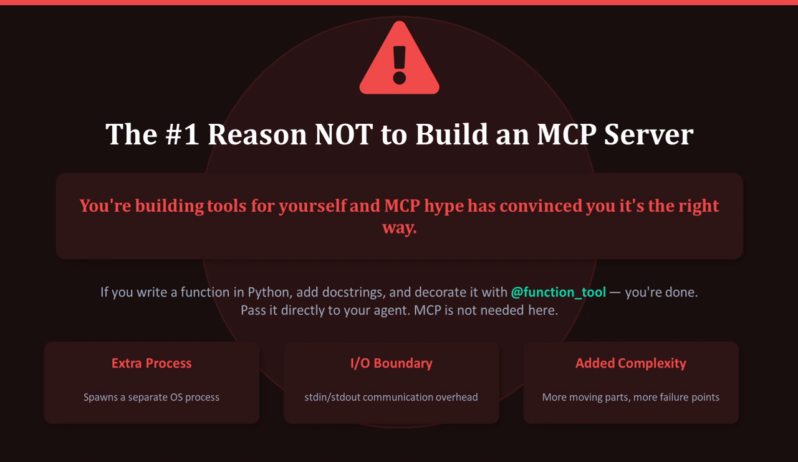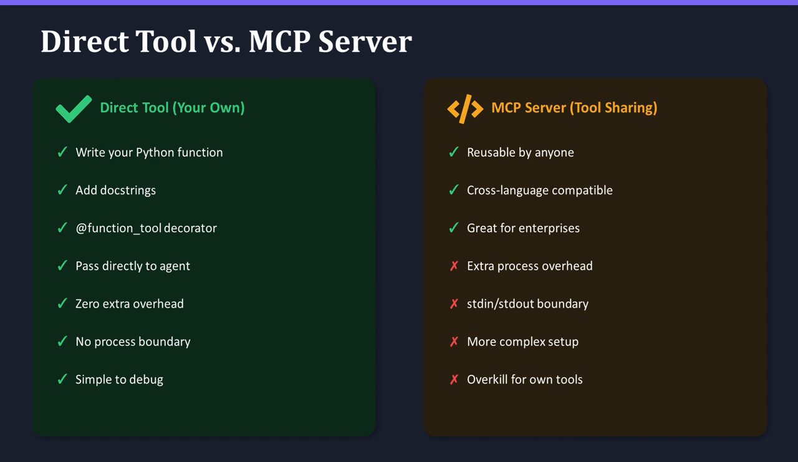So why is MCP not needed here? Because you pass it this function decorated with function_tool. If you use this function in Python, then you do not need to build an MCP server. Here there is some extra processing, an input/output boundary, and added complexity. You can understand it by yourself.